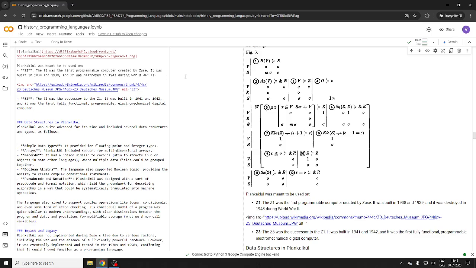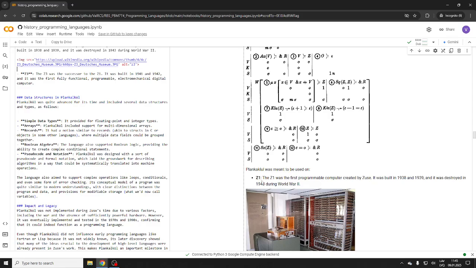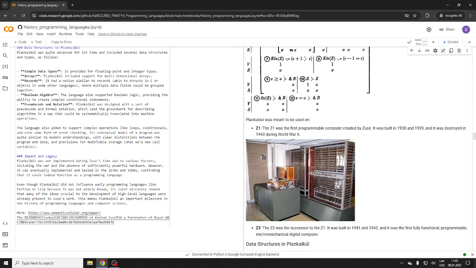Okay, so this is the computer he wanted to use for this: the first fully functional programmable electromechanical digital computer. This was a few years before digital computers. The difference is that the data is stored in these switches. Modern computers have switches too, except they are much, much smaller.